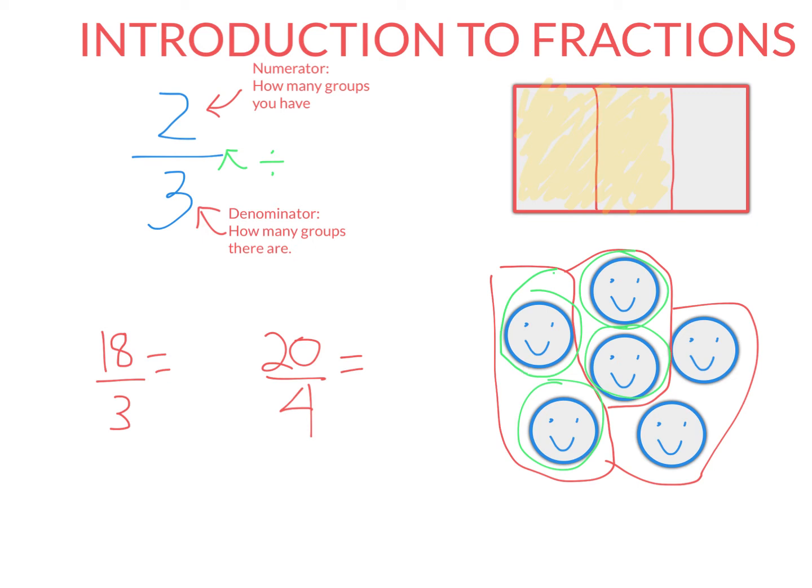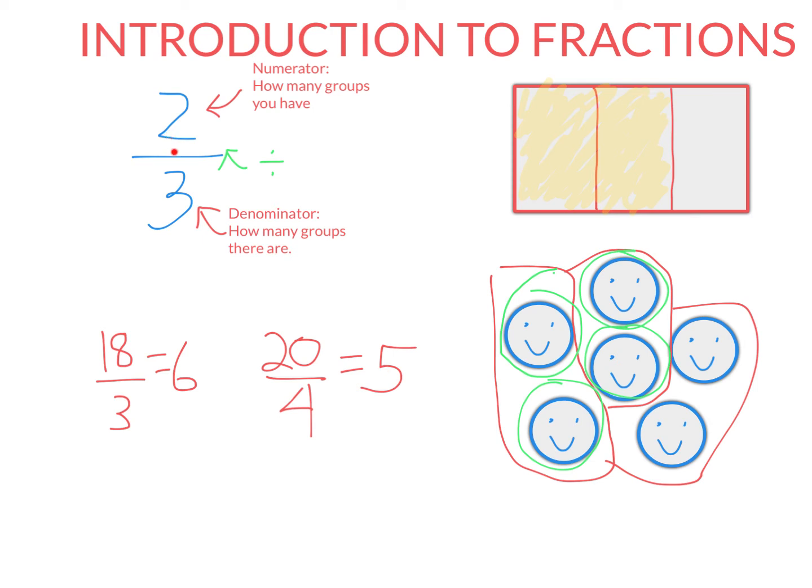So as I said before, this middle line means divide. If you see a fraction like 18 over 3, it means 18 divided by 3. That's actually the same as 6. And 20 over 4 is the same as 5 because it's 20 divided by 4, which equals 5.